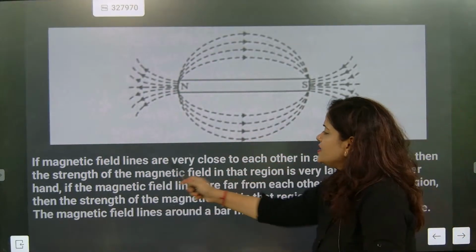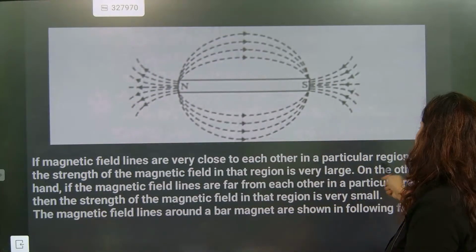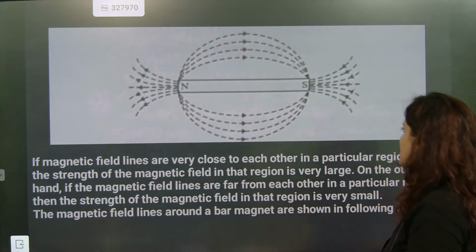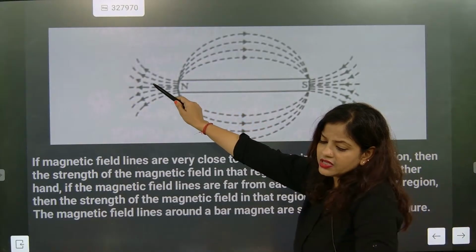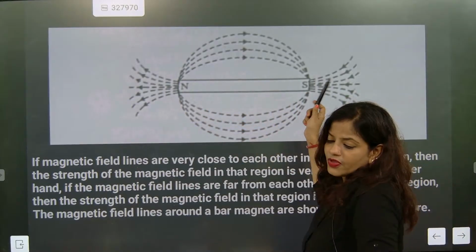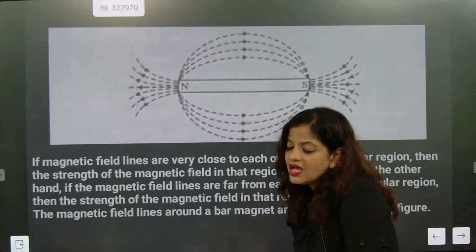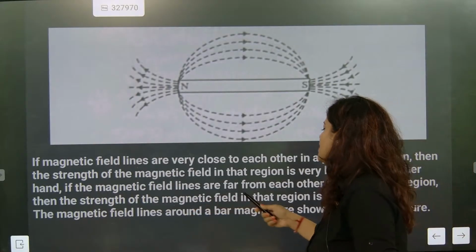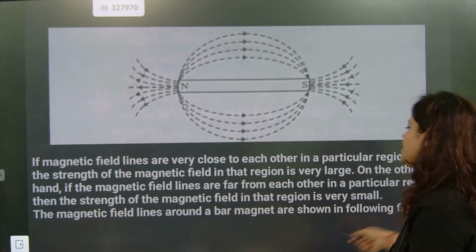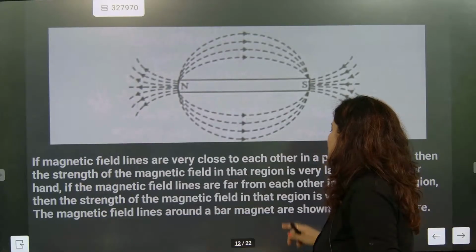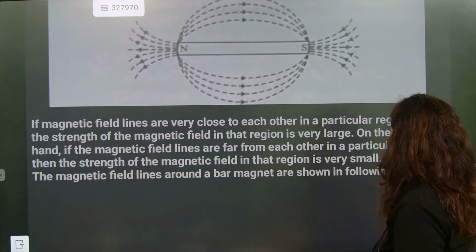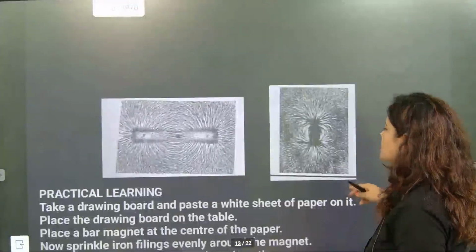If the field lines are very close to each other in a particular region, the strength of the magnetic field in that region is very large, like this. So in this region and this region, the strength of the magnetic field lines is very, very large. Understood? On the other hand, if the magnetic field lines are far from each other in a particular region, then the strength of the magnetic field in that region is very small. The magnetic field lines around a bar magnet are shown in the following. So let us check this one out.